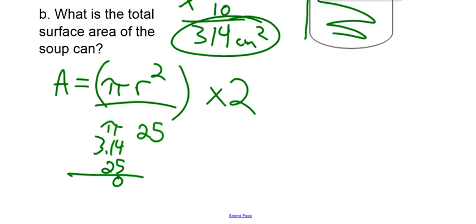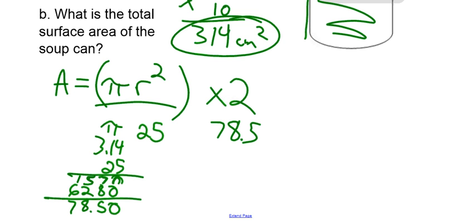So we get 31.9. That's fine. Pause the video again. Alright, double check my work. Solve it. 78.5. That makes way more sense. 78.5. And that's the area of one of the circles.